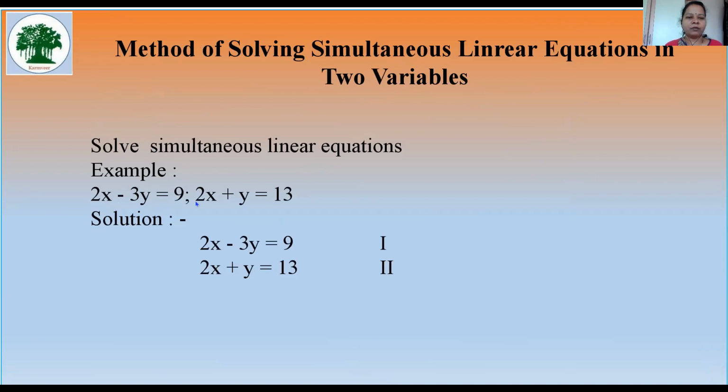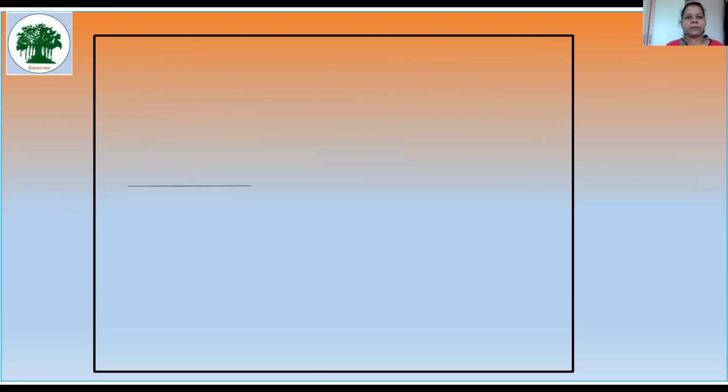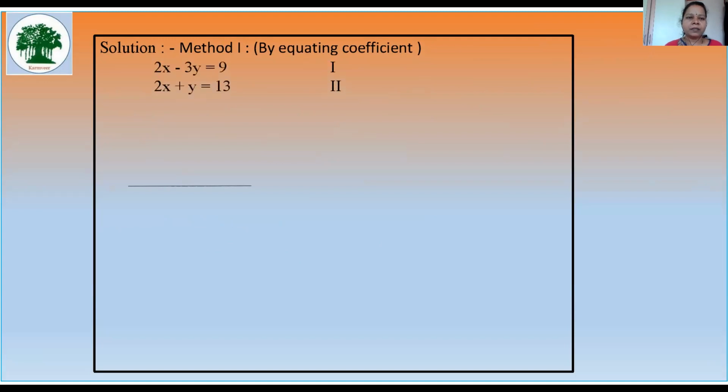2x minus 3y is equal to 9, 2x plus y is equal to 13. This is the simultaneous equation. We have to solve it, which means we have to find the values of x and y for which both the equations are satisfied. So let us start with the first method, elimination of one variable by equating coefficients method. First write the equations and name them first equation and second equation.